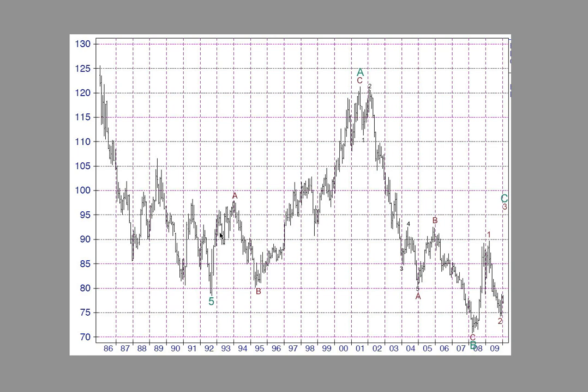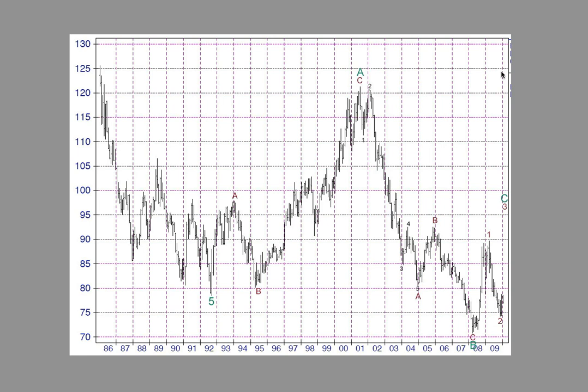This A wave was a 3-wave structure, which means it's a flat correction. B is always a 3-wave structure. In this case, it ends below the start of A. So this is an expanded flat correction that calls for a long, strong 5 waves for wave C that should end comfortably beyond the end of A.